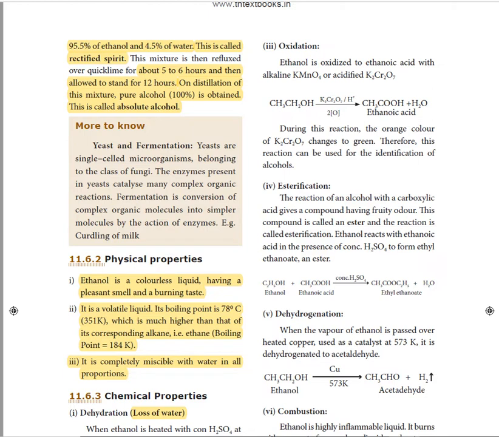Ethanol, when it is oxidized with alkaline permanganate or acidified K2Cr2O7, when either permanganate or potassium dichromate is added, this alcohol gets converted into acid. That means the orange color of K2Cr2O7 is converted into green color. This reaction is used for detection or identification of alcohol. Here, alcohol is converted into acid. Oxidation occurs.